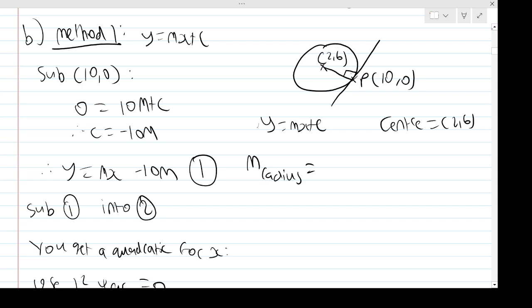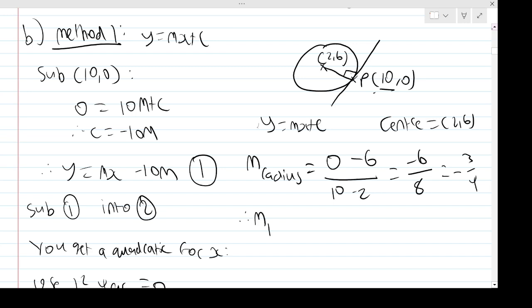Anyway, I know the points (2, 6) and (10, 0) lie on the radius, so now I can find the gradient of it. So then I do change in y over change in x. So if I do change in y at P first, that'd be 0 for y, take away 6 for y at the centre. Then for x, I do change in x, so 10 there, then I do minus 2. That gets me minus 6 over 8. That goes to minus 3/4, I believe. Yes, cool. Okay, well then that's the gradient of the radius.